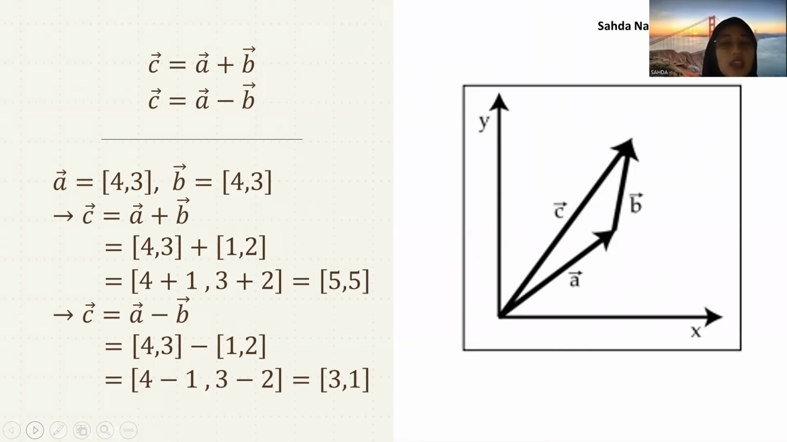Similarly, in vector subtraction, vector C is equal to vector A minus vector B. We subtract the components: (4, 3) minus (1, 2) is equal to (4 minus 1, 3 minus 2). And we have vector C is (3, 1). Okay, next.